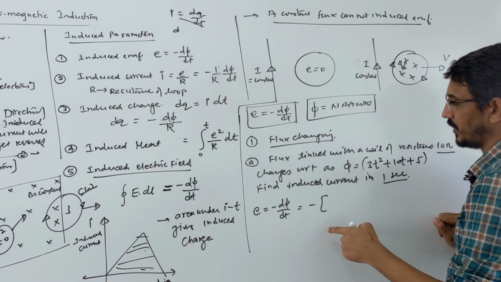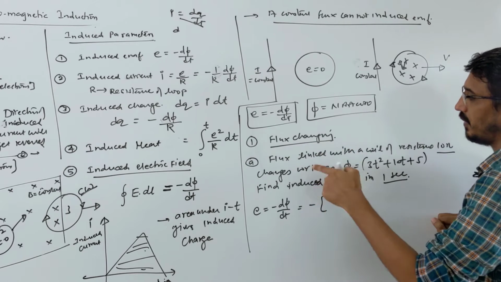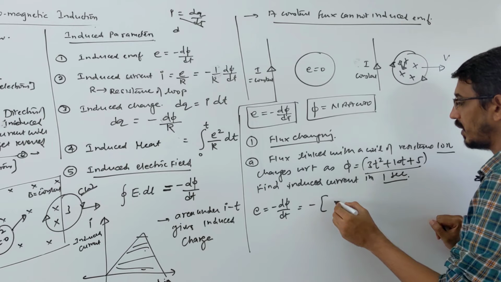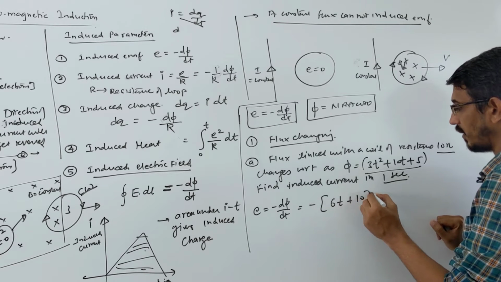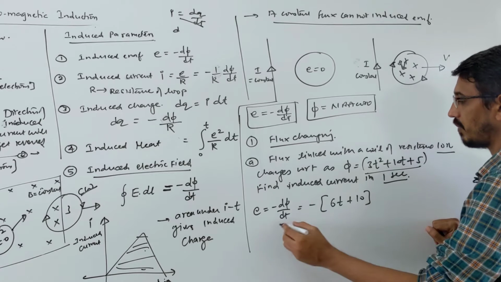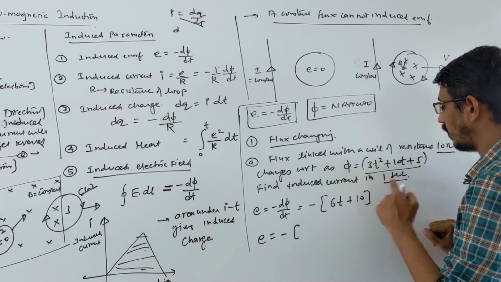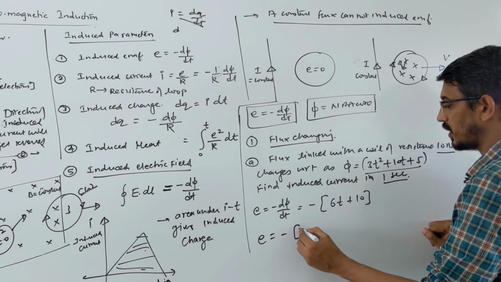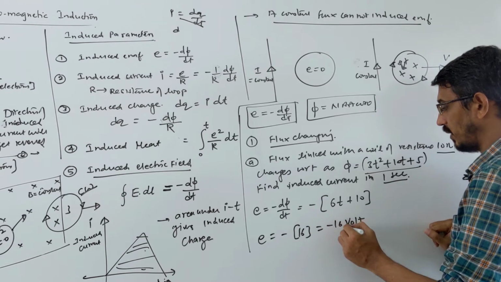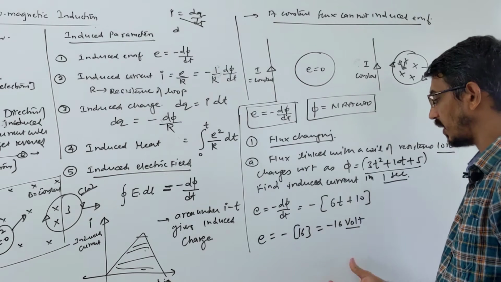So look here, the flux is changing. The flux equation is given, and we need d phi by dt, which means you have to differentiate that. So I am writing 6t plus 10. I have differentiated that equation. Then time is given to you, 1 second. When you put it here, it becomes 6 plus 10, which means 16. So minus 16 volt. The unit is just normal potential.